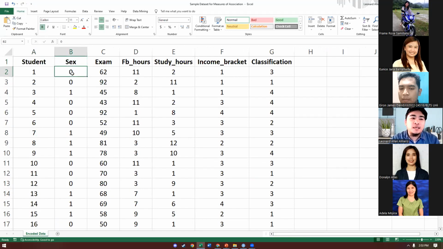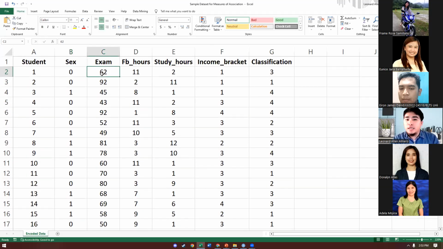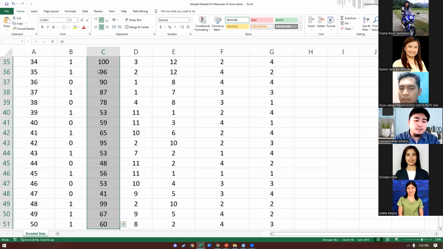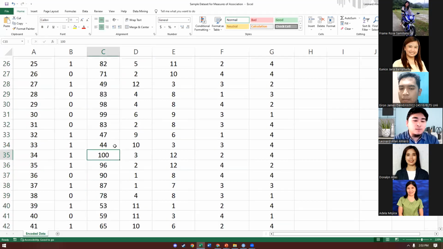Ang ibig sabihin po ng 0 ay female, ang ibig sabihin ng 1 ay male. Clear po yun? So, I have 0 and 1 lang sa aking sex. Now, I also have their exam scores. It's over 100. Meron 60, may 53, may isa naka 100.